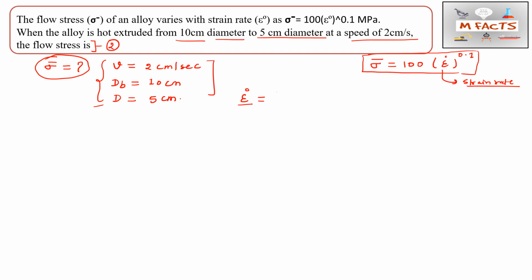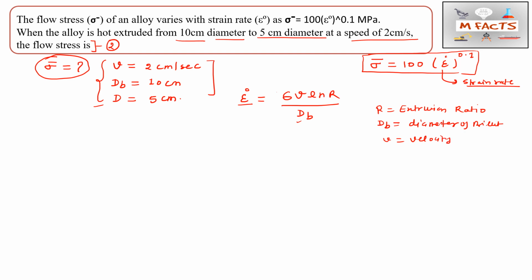So epsilon dot is equal to 6v ln R by dB. What is this dB? dB is the diameter of the billet, v is the velocity, and R is the extrusion ratio. I hope you must have heard about this extrusion ratio. dB is the initial diameter, or the diameter of the billet, and v is the velocity, or speed, at which they are extruding.